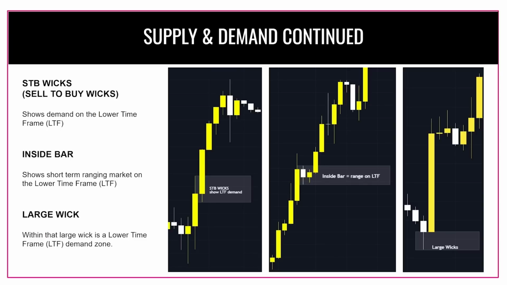Now, continuing on with supply and demand, there are 3 primary areas of supply and demand. There are 3 specific areas of demand zones that are depicted here. We have the STB wicks, which is the sell to buy wicks, the inside bar, and the large wick. I'm going to explain each one of these individually.